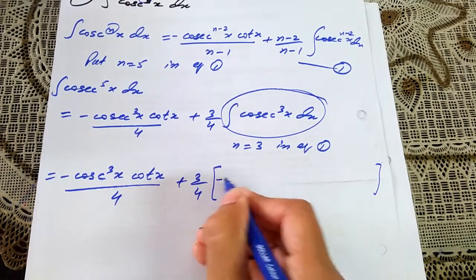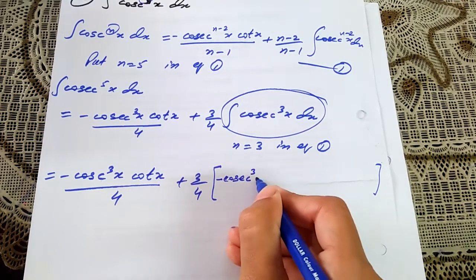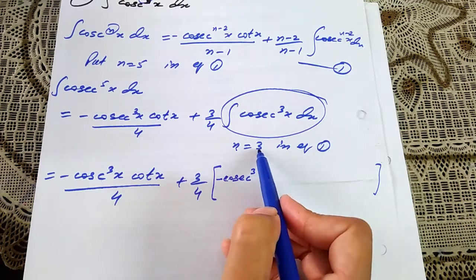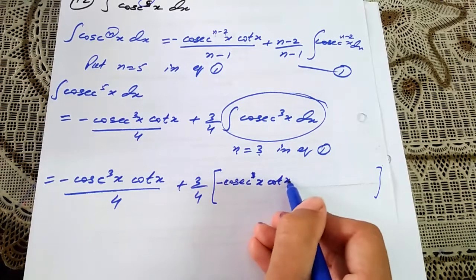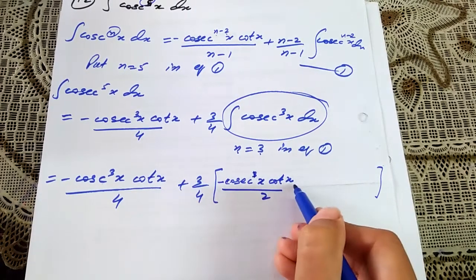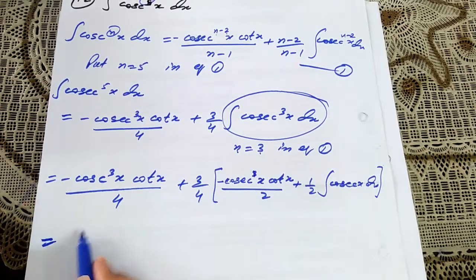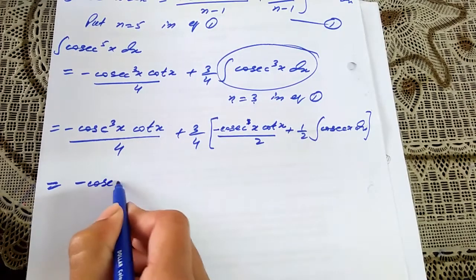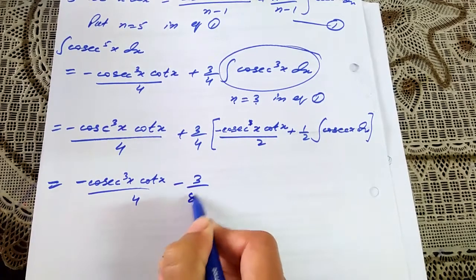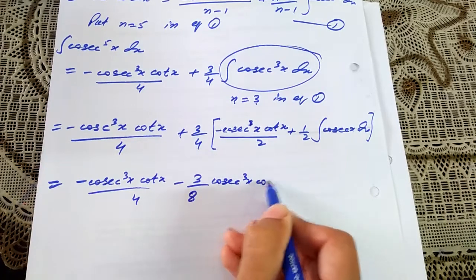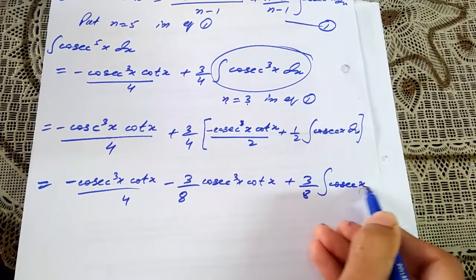We'll get here minus cosecant cube of x, this thing. Now n equals 3 here, so 3 minus 2 will be simple cosecant of x cotangent of x divided by 2 here plus 1 over 2 integral cosecant of x dx here. Now open these brackets, we will get minus cosecant cube of x cotangent x over 4 minus 3 over 8 cosecant x cotangent x plus 3 over 8 integral cosecant of x dx.